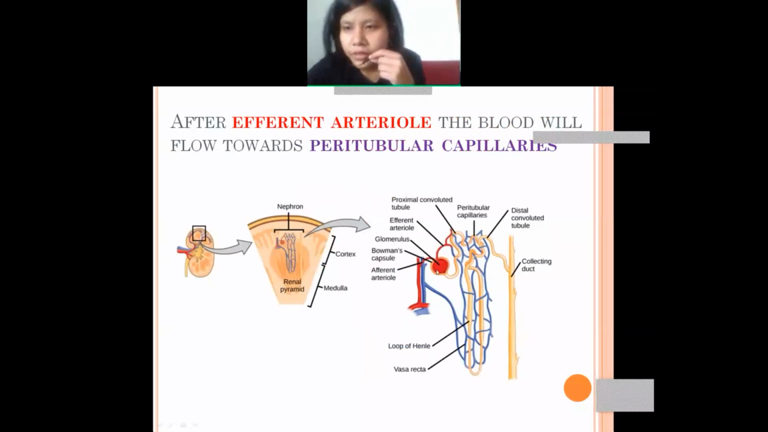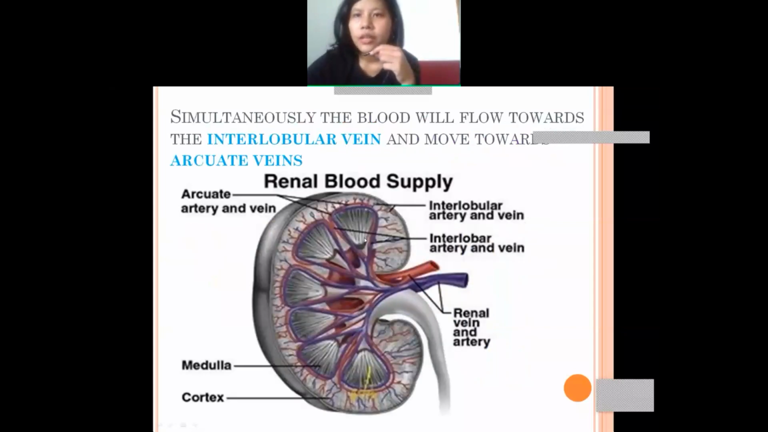First is the afferent arteriole, then the glomerular capillaries, then the efferent arteriole, and after that come the peritubular capillaries. All these are the peritubular capillaries. Did you get my point? Yes, ma'am. Okay.